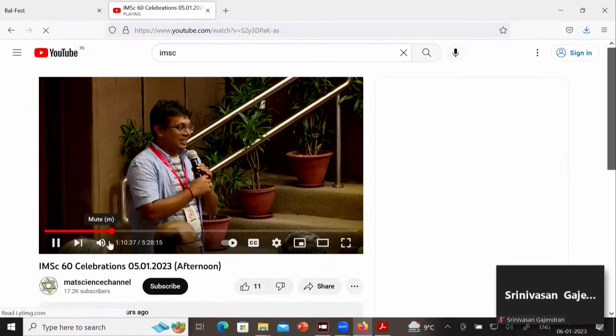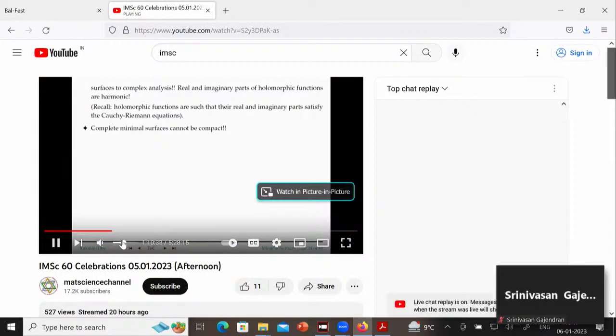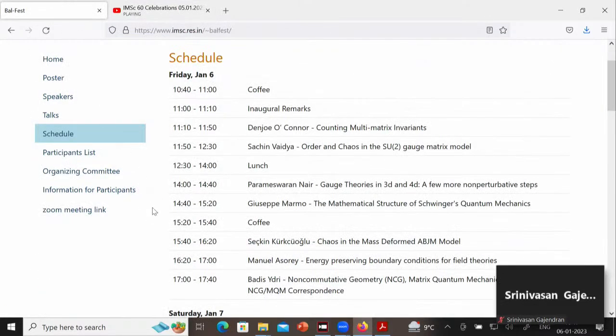Complex analysis, because the real and imaginary parts of holomorphic functions are harmonic. Also from that it follows that complete minimal surfaces cannot be compact. So for example, a torus can never be immersed into R3 as a minimal surface. You have to remove certain points, for example, a torus with 3 punctures, as I showed.